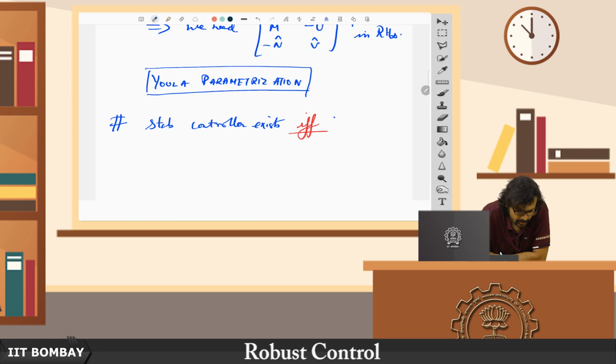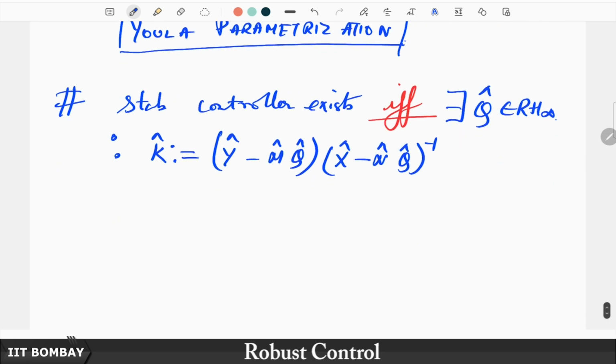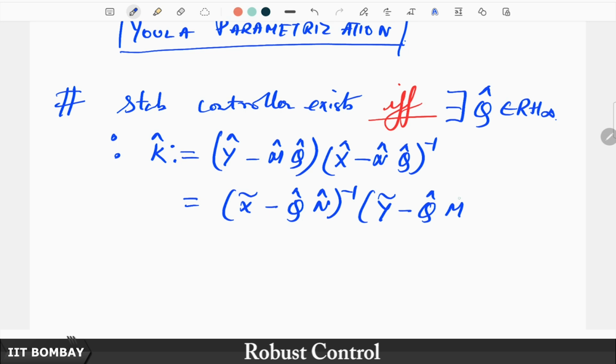So, let me write that down. There exists Q hat in RH infinity such that K hat is given by (y hat minus m hat q hat) times (x hat minus n hat q hat) inverse, which is the right co-prime factorization of the controller, which is also equal to (x tilde minus q hat n tilde) inverse times (y tilde minus q hat m tilde). Sorry, m tilde, is it?